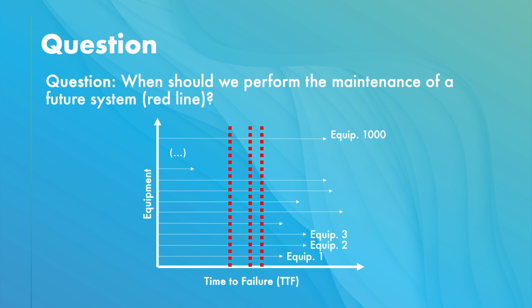So in non-repairable analysis, something is given. You need data. You need data of how the equipment behaved in the past in order to answer the fundamental question. And the fundamental question is, when should you perform the maintenance of a future system? Where should you place the red line? So the red line represents a fixed time schedule, and that is what we define in non-repairable analysis using different methodologies, of course. But that is fundamentally the goal of non-repairable analysis.